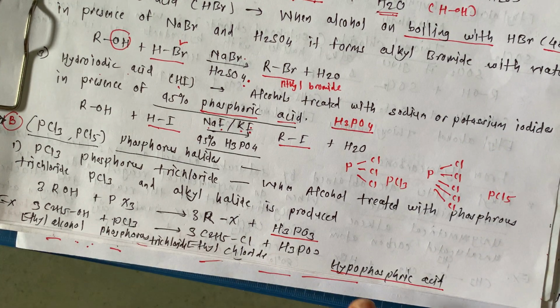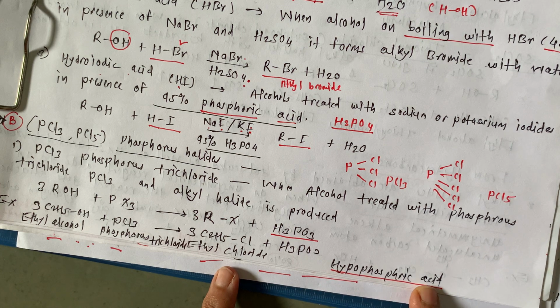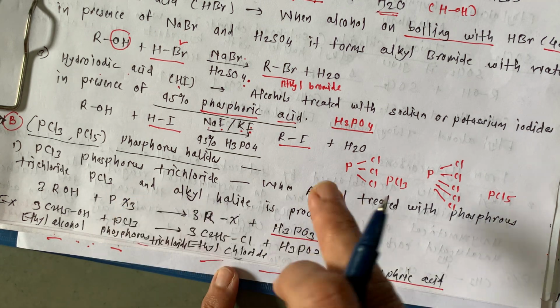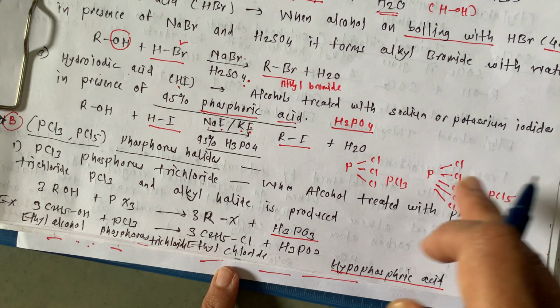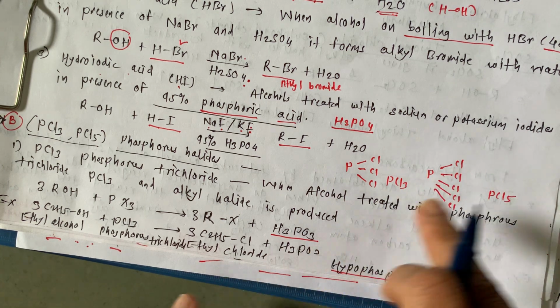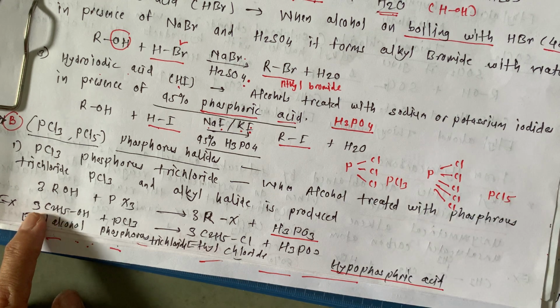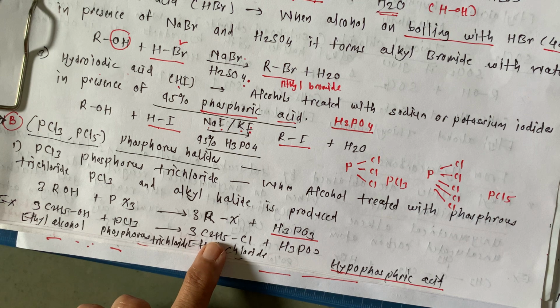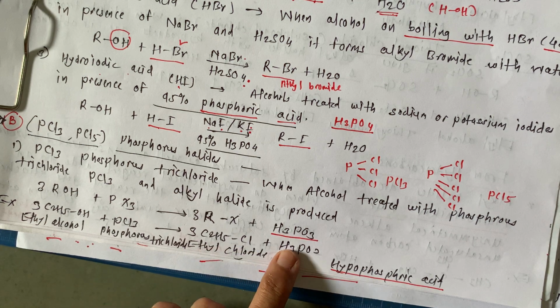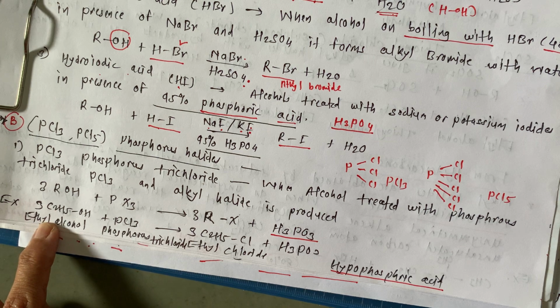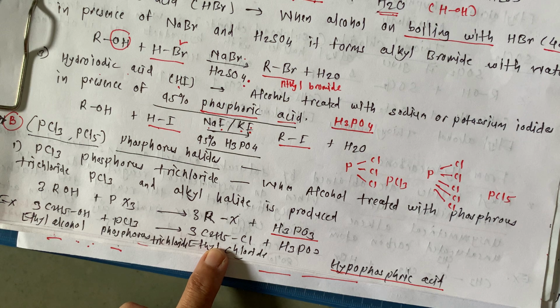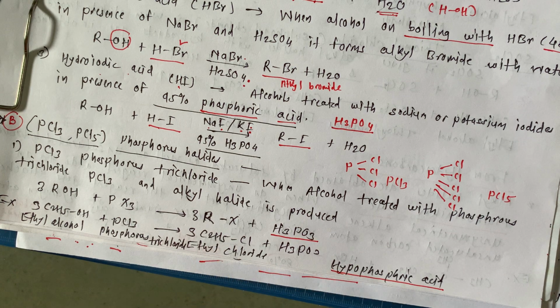You have to remember this thing very well. When you know the byproduct, then and only then can you balance the reaction. I am going to explain it after the next reaction. So for example, here we are taking 3 molecules of ethyl alcohol plus PCl3, that gives you 3 molecules of ethyl chloride plus hypophosphoric acid. So we have to write ethyl alcohol treated with phosphorus trichloride gives you ethyl chloride and the byproduct is hypophosphoric acid.